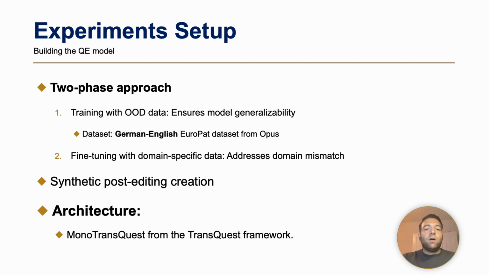In phase two, we fine-tuned the model using the training set to provide a domain-specific QE model and address domain mismatch, which is a critical issue in both machine translation and quality estimation. In our experiment, we used BLEU as the quality label because our study focused on translation performance rather than post-editing effort, which is typically evaluated using HTER. For the architecture, we used the MonoTransQuest architecture from the TransQuest framework.